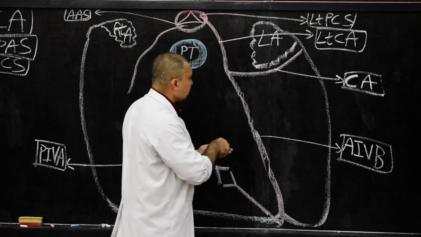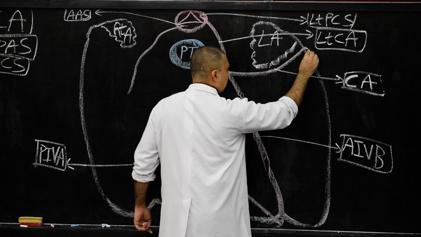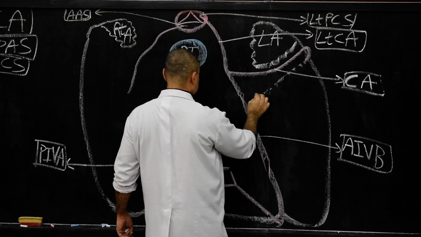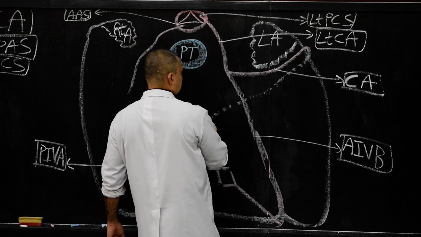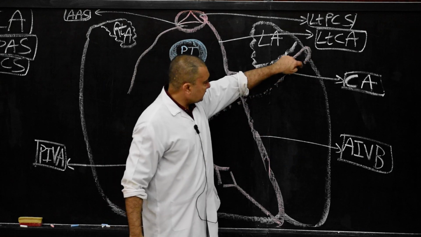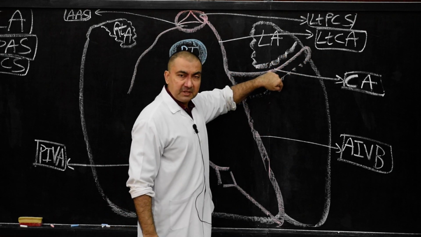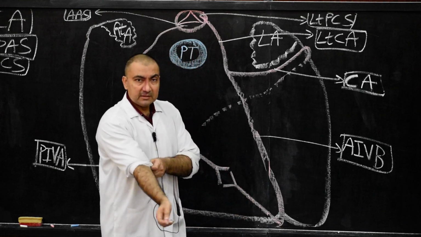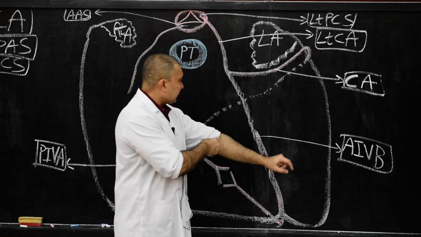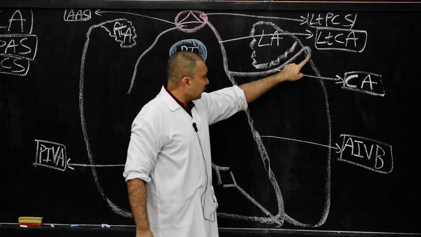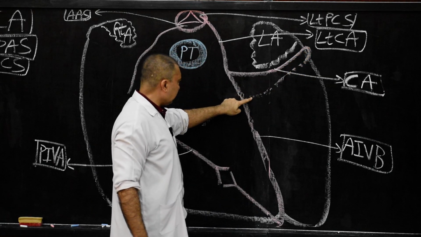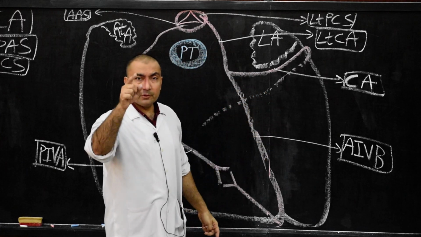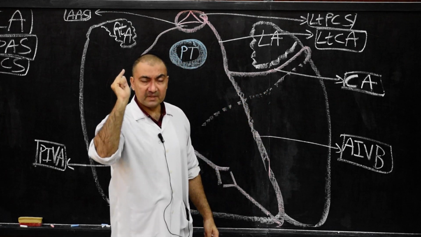At the left border of the heart, it will curve and pass posteriorly. It is curving and passing posteriorly. And where does it pass posteriorly? It will pass posteriorly in the posterior atrioventricular groove. So this circumflex artery will curve around the left border of the heart and will pass posteriorly in the posterior atrioventricular groove. This is very important.